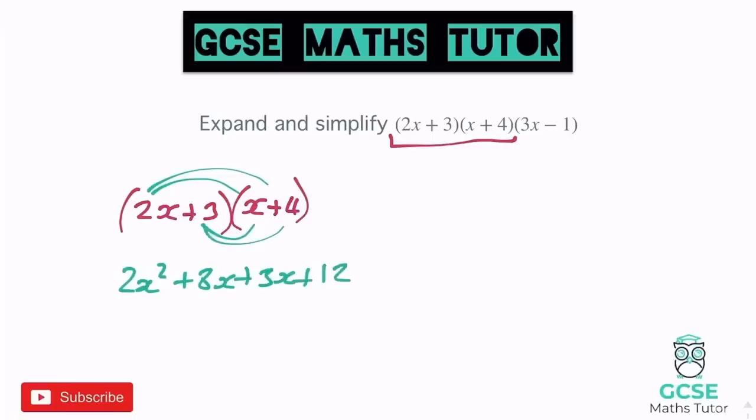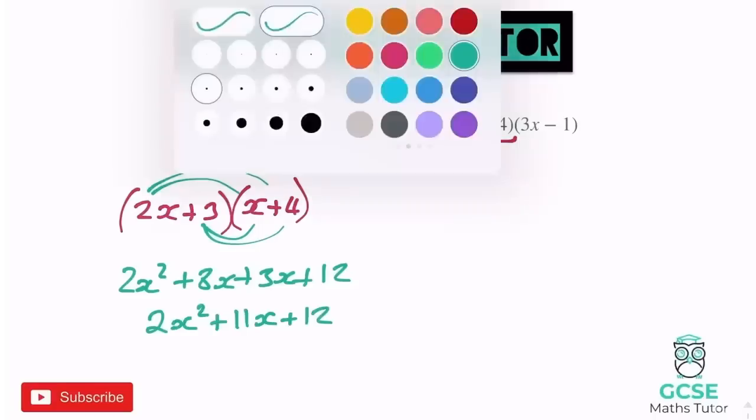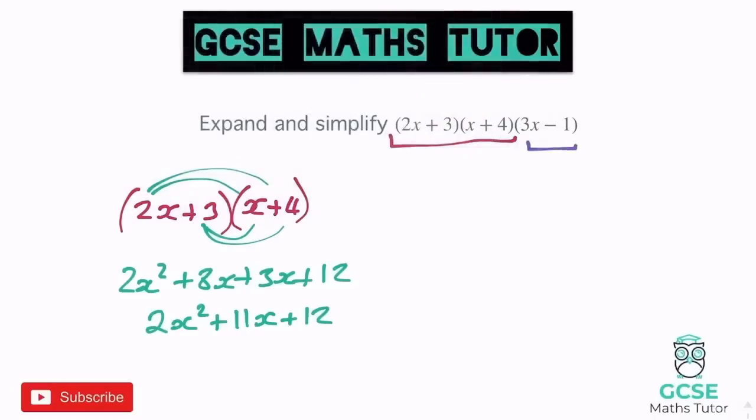Okay, tidying that up first. So tidy this up, simplify it down, we get 2x squared plus 11x plus 12. Now we can multiply it by the final bracket being up there, the 3x minus 1.